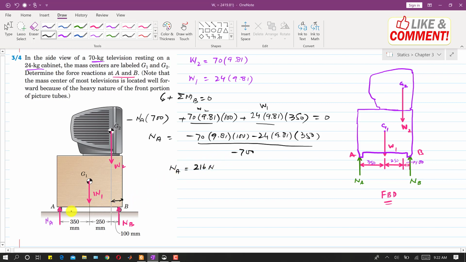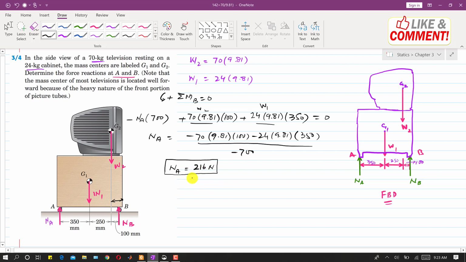One thing to remember is that NB will never produce a moment about point B, since this vector is passing through point B. So I haven't mentioned it in this equation, and there is no need to write that. So this is the reaction at point A, the normal force at point A.